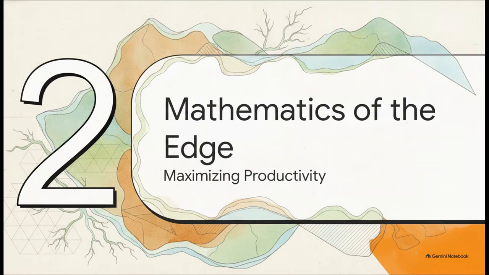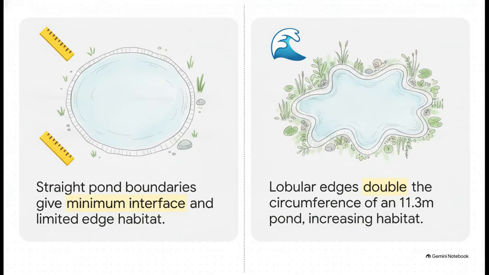Section 2. Mathematics of the edge. So let's see how we apply this to two-dimensional space. We know that edges are highly productive, right? So how do we mathematically maximize them without having to buy more land? Consider the mathematical contrast between two different pond shapes. A standard straight pond boundary, like a simple circle or rectangle, gives you the absolute minimum surface interface, which creates a highly limited edge habitat.